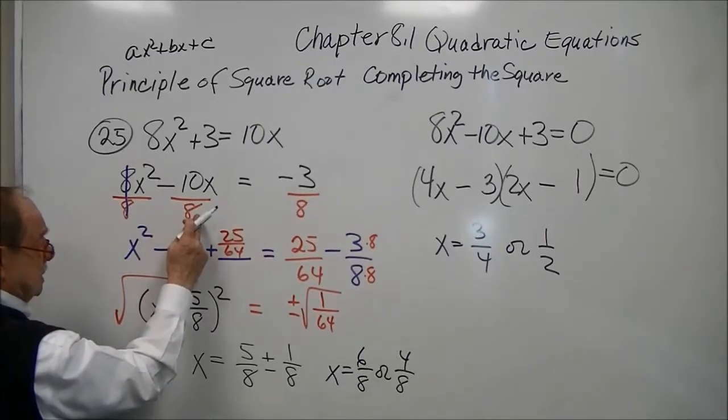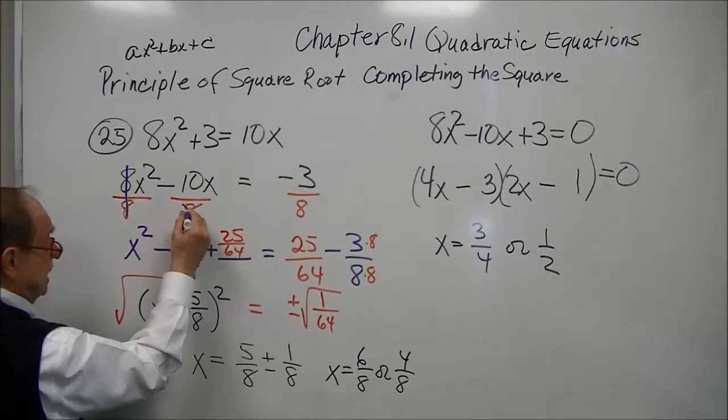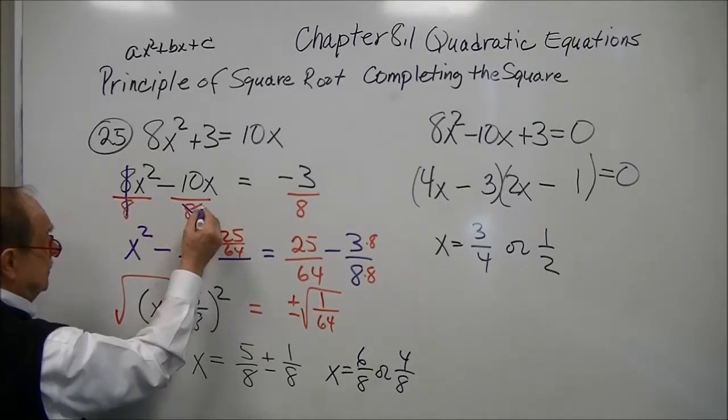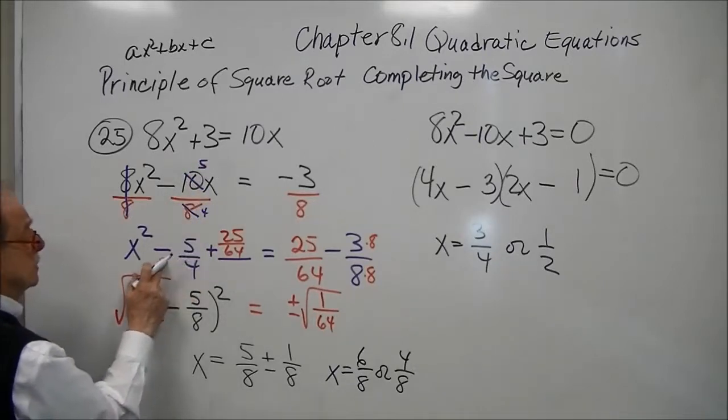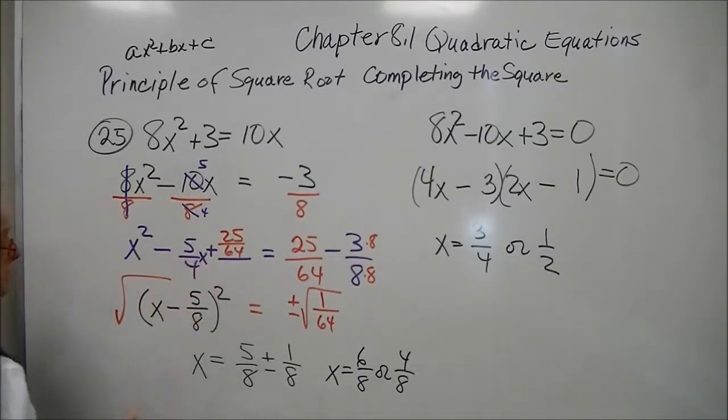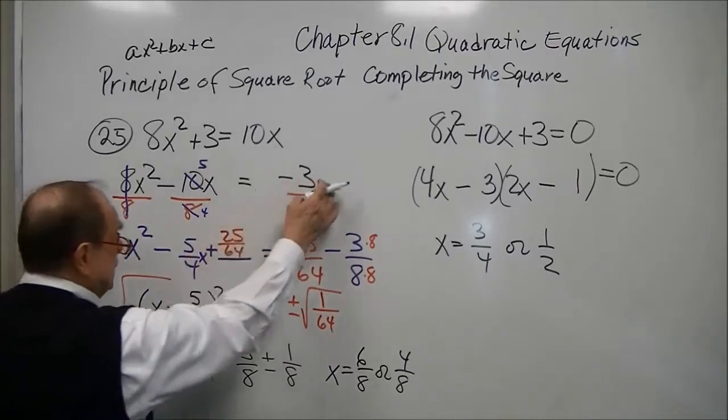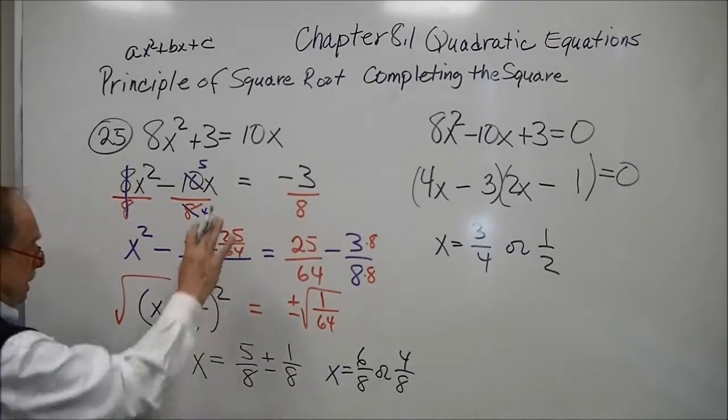Here I could do some canceling. I could take a 2 out of there and get a 4. And that becomes a negative 5/4, which is what I have right there. And I divide this by 8 as well. And we'll get to that in a moment.